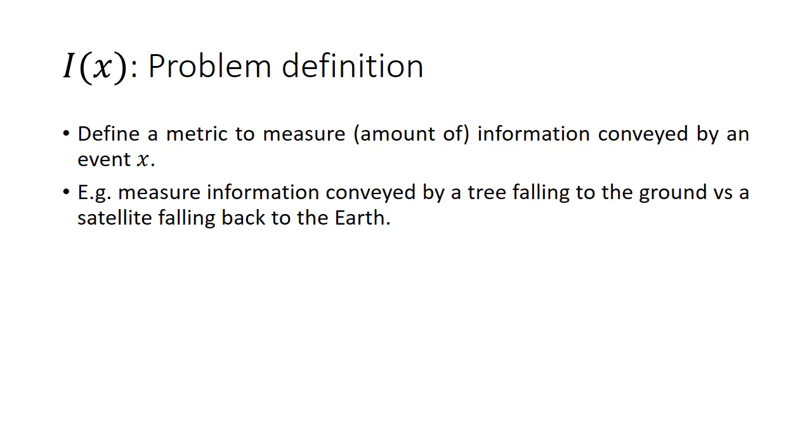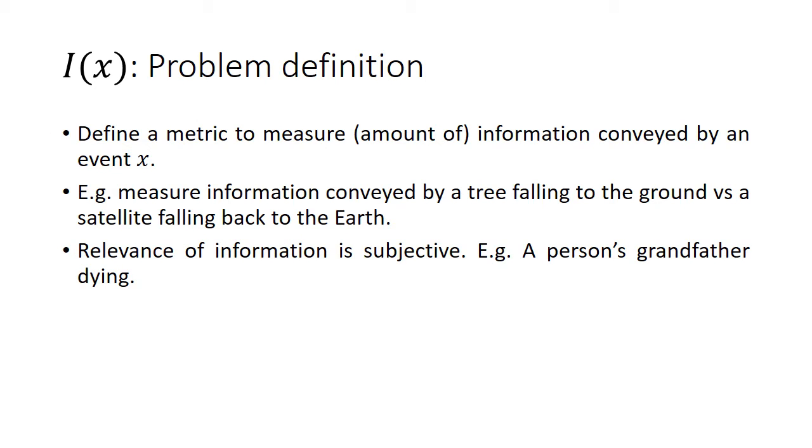A tree could fall to the ground. A satellite could be falling to the earth. How do you measure their information, and how do you compare them with each other? Are both of these events giving the same amount of information? So information is such an abstract quantity. It's very difficult to make sense of this quantity. And therefore, we have to define it. And if we have to define it, we must ignore or remove the subjective element of this definition.